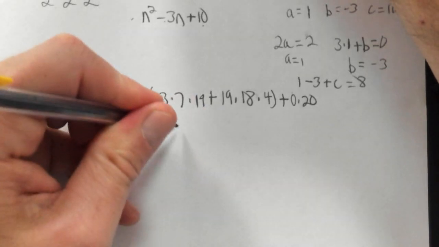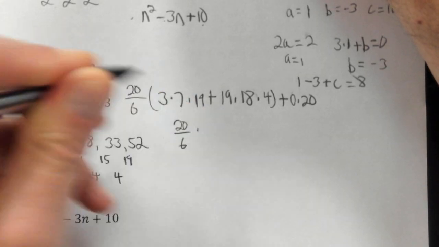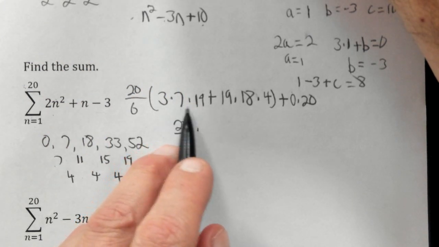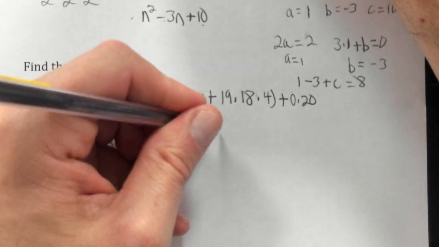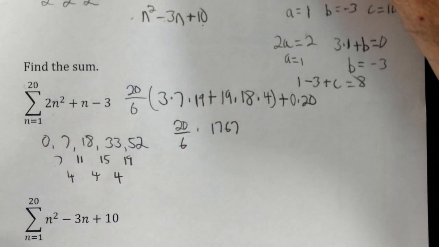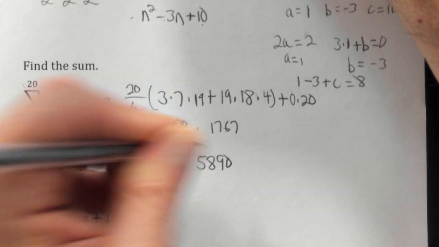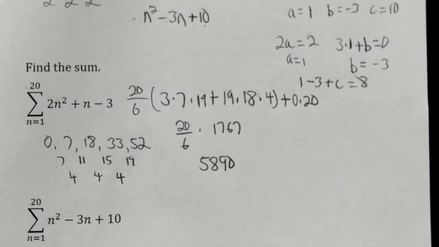So that's going to be 20 over 6 times, you can just throw all this into the calculator at once. You get 1767, and then you can multiply that out, and you would see you got 5890. So that's one method of doing it, plugging it in and doing the formula.